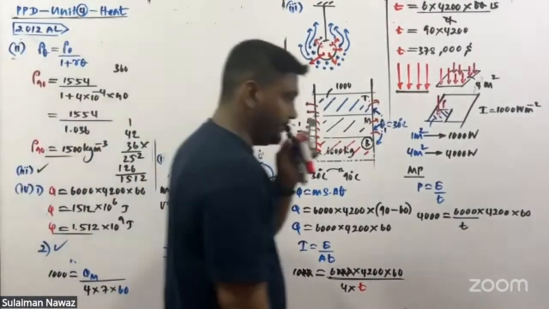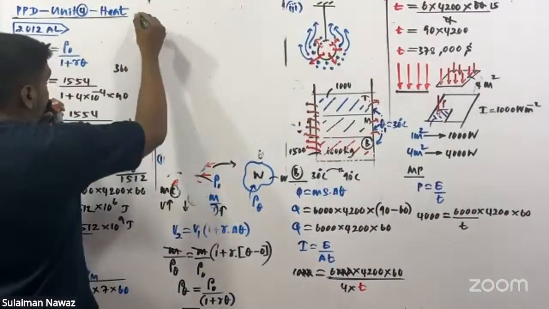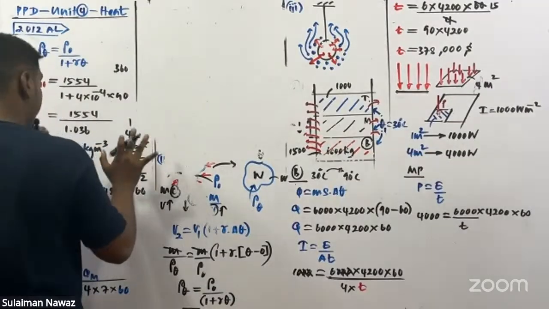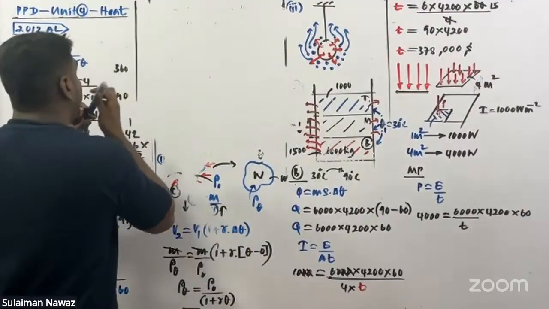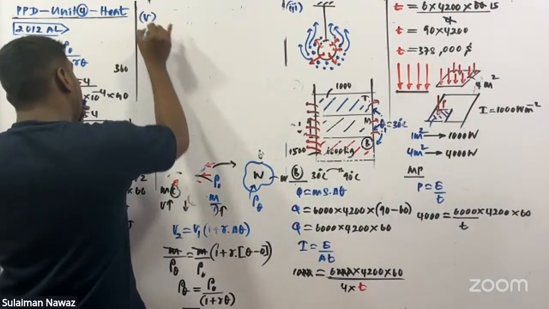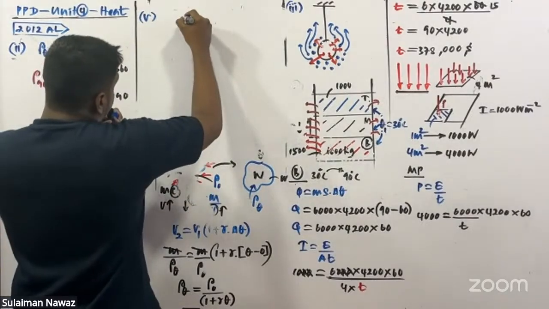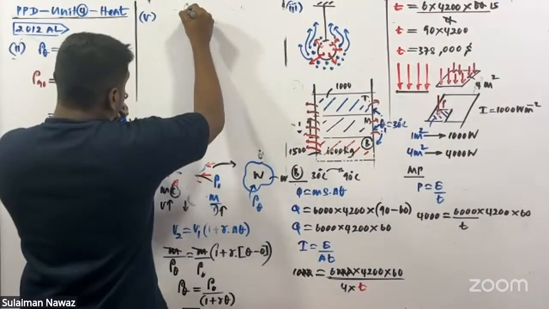Now this idea, the conduction story. The last part is Roman number 5. See the idea. There is water.